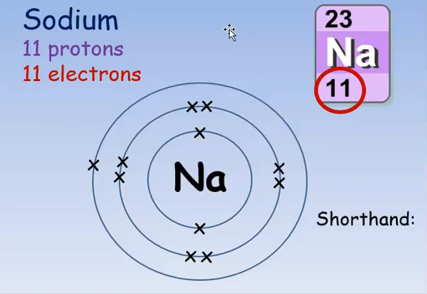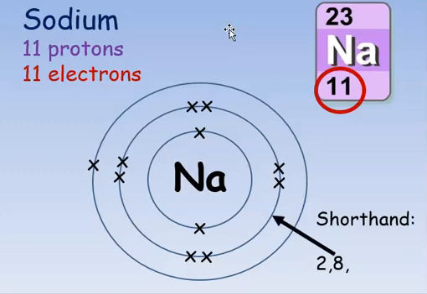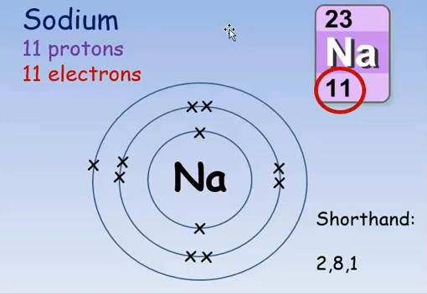Again, we can write this in a shorthand version. So we are going to start again with a 2 for the first shell, which holds 2 electrons. Then we have an 8 because there are 8 electrons in the second shell, and the last number is a 1 because there's only 1 electron in the third shell. So 2, 8, 1 is the shorthand for the electron configuration of sodium.